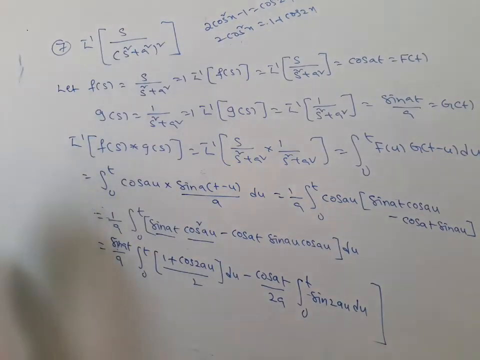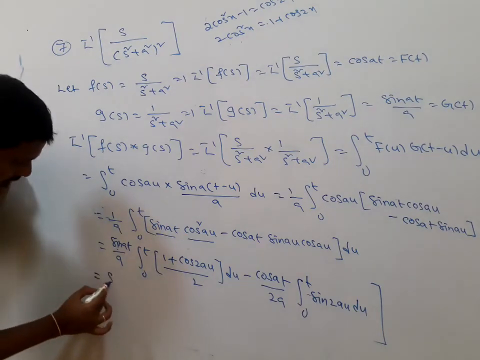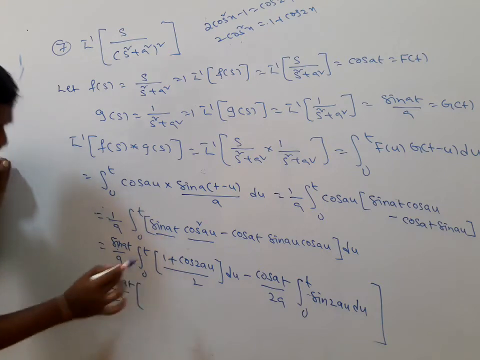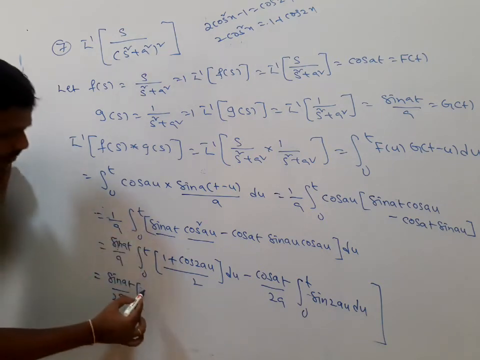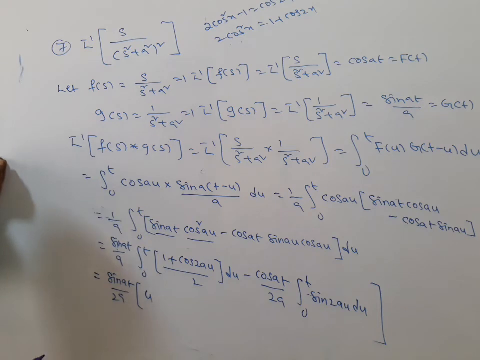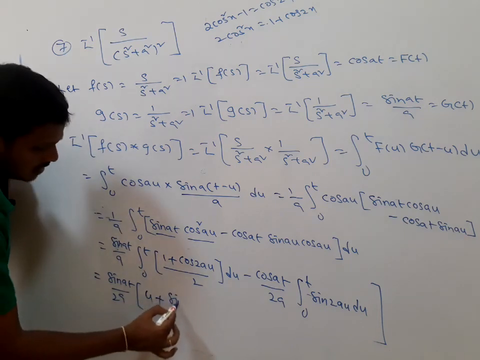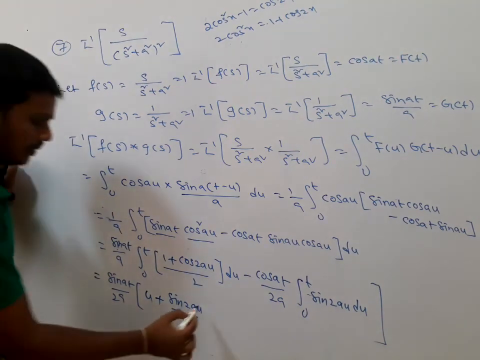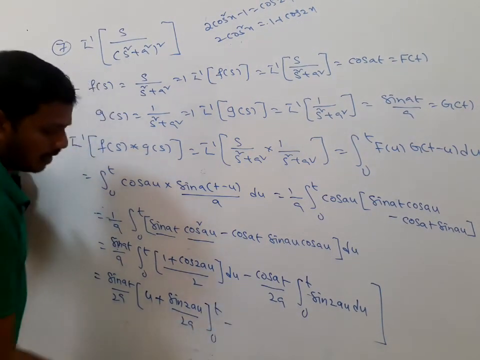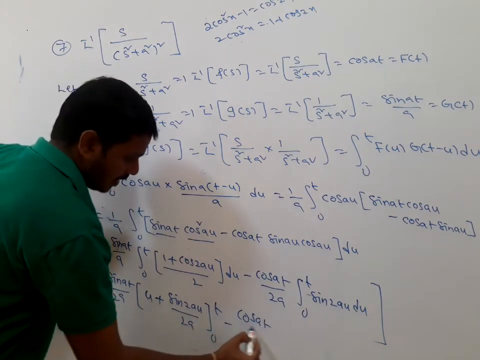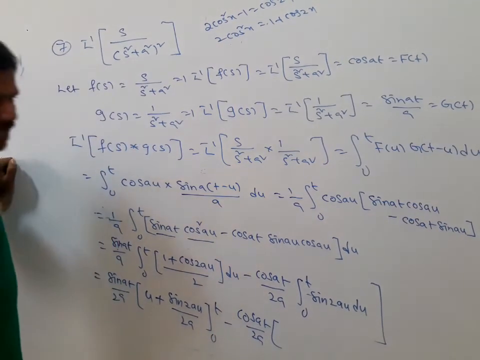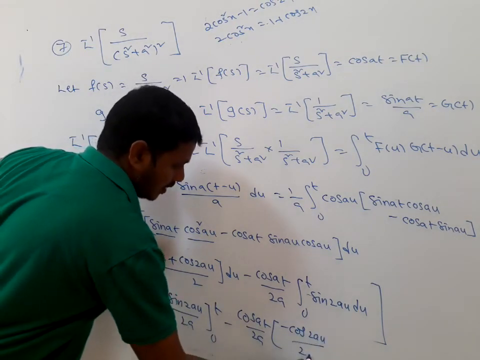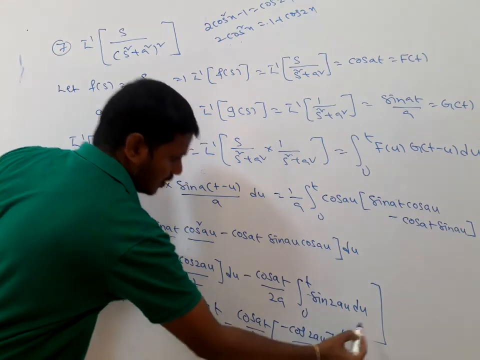Which is sin at by a. Now coming to the integration, for 2a, better to write 2a. Du, it is nothing but u. Cos 2au integration is sin 2au divided by 2a, where the limits are 0 to t, minus cos at divided by 2a. Integration of sin is minus cos 2au divided by 2a, where 0 to t.